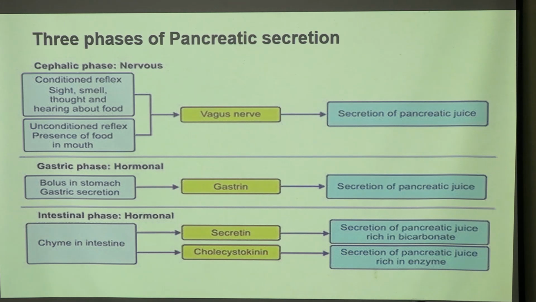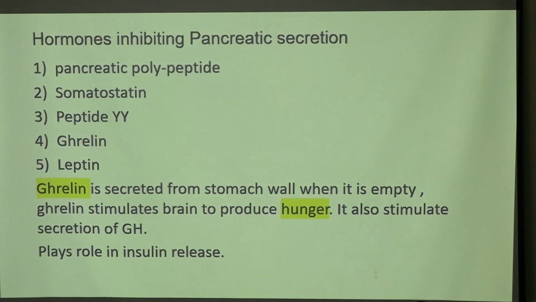This is summarized. Last part. What is written there? Read. Ghrelin is secreted from the stomach wall when it is empty. Ghrelin stimulates the brain to produce hunger.